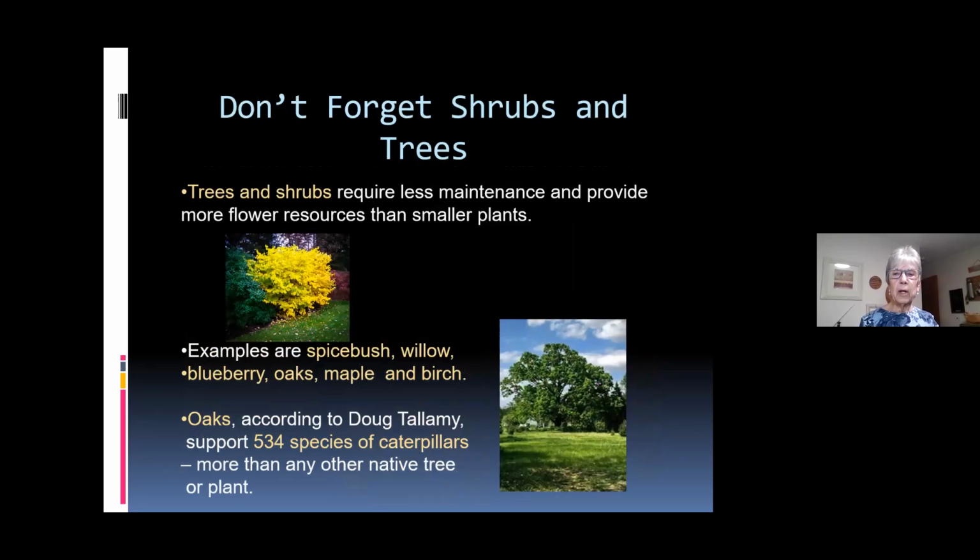And beautiful. And we frequently think of perennials when we're thinking of planting for pollinators, but trees and shrubs actually provide more flower resources than the smaller plants. So don't forget those. Spice bush, willow, blueberry, etc. And oaks, the white oak in particular, according to Doug Tallamy, supports 534 species of caterpillars, more than any other native tree or plant. So if you can, plant an oak somewhere if you've got room for one. They're just amazing. But there's other plants too that support lots of caterpillars and bees.